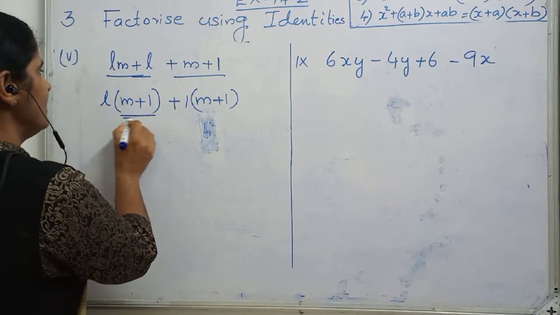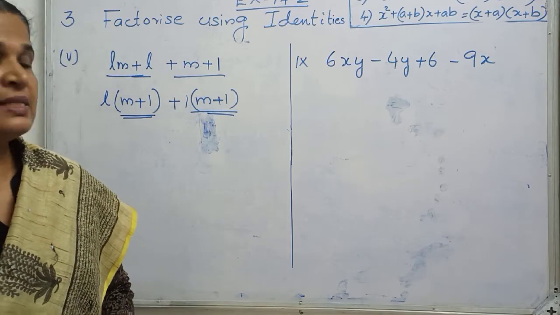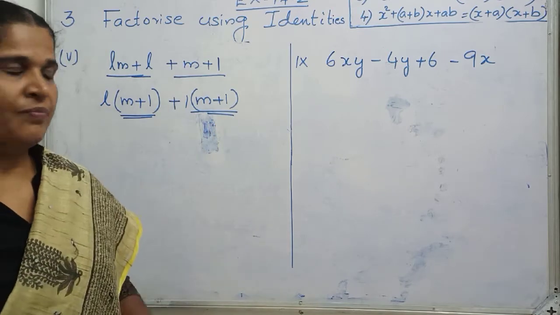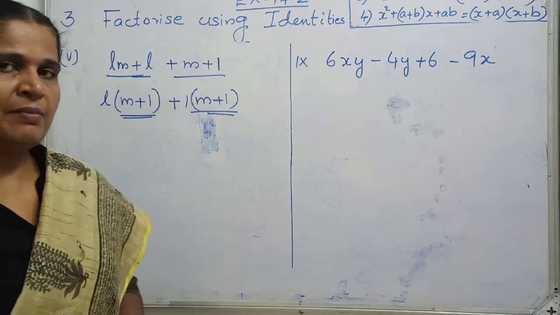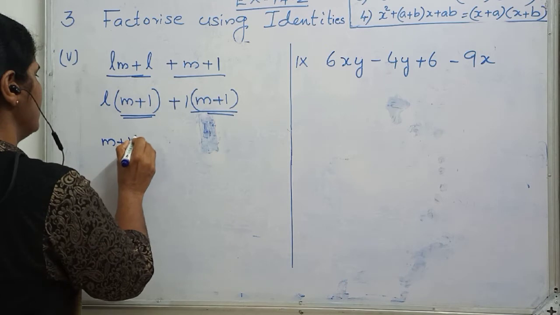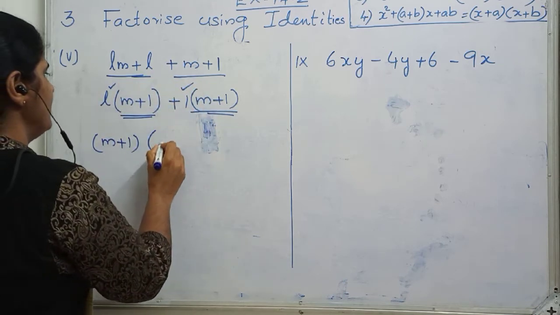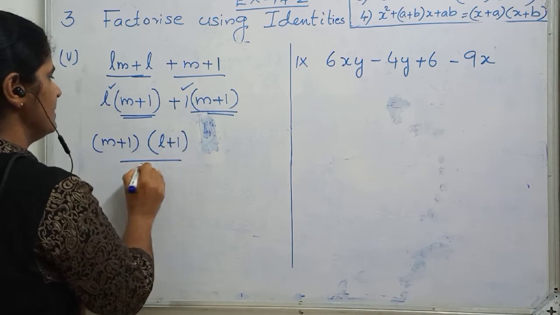Usually we get the same terms inside the brackets. So m plus 1 is coming repeatedly in both of them, and I am taking that out again as common. The remaining l and 1 will be inside the bracket. This is the answer for it.